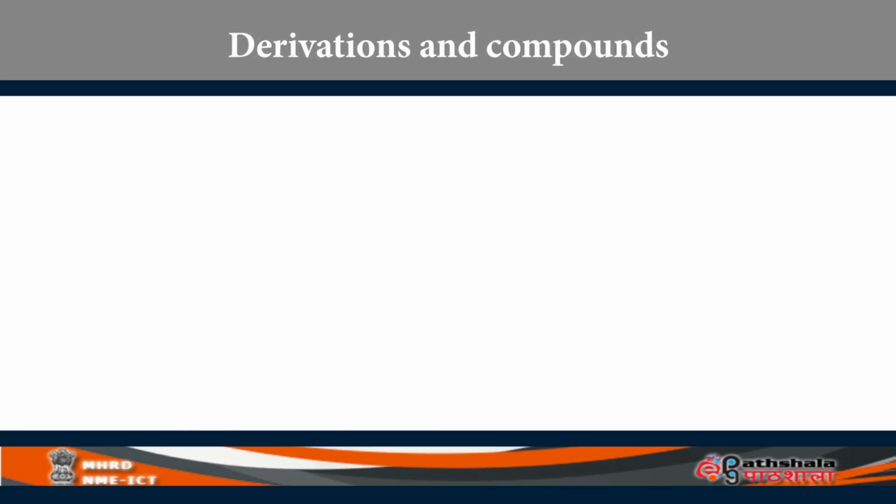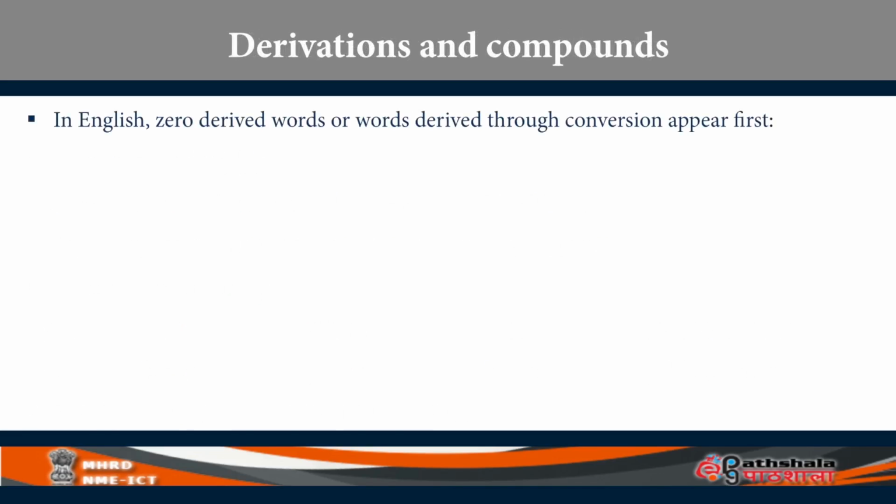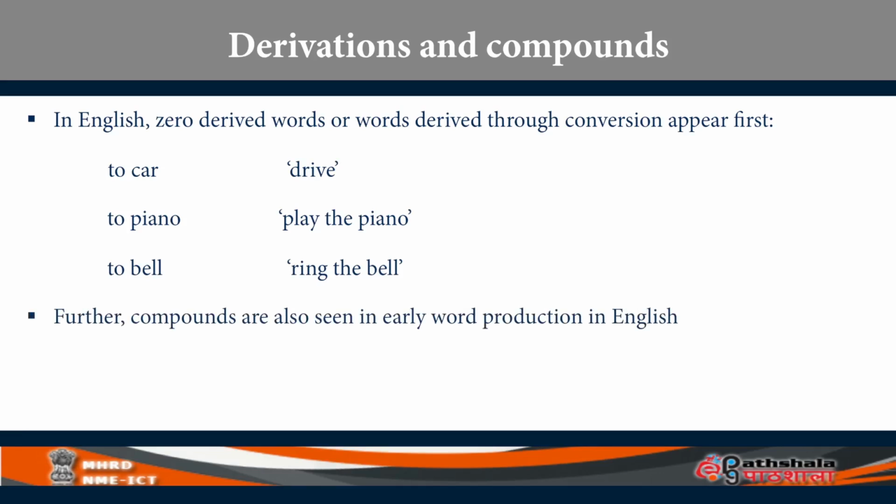When we move to derivations and compounding, again we find that simpler forms are acquired earlier by children. In English, zero-derived words or words that are derived through conversion appear first. So we find children creating words like to car when they want to use the meaning drive, or they say to piano to mean play the piano, or to bell to mean ring the bell. Morphological simplicity is the obvious explanation for this type of construction. At the same time, however, children also produce compounds early enough.